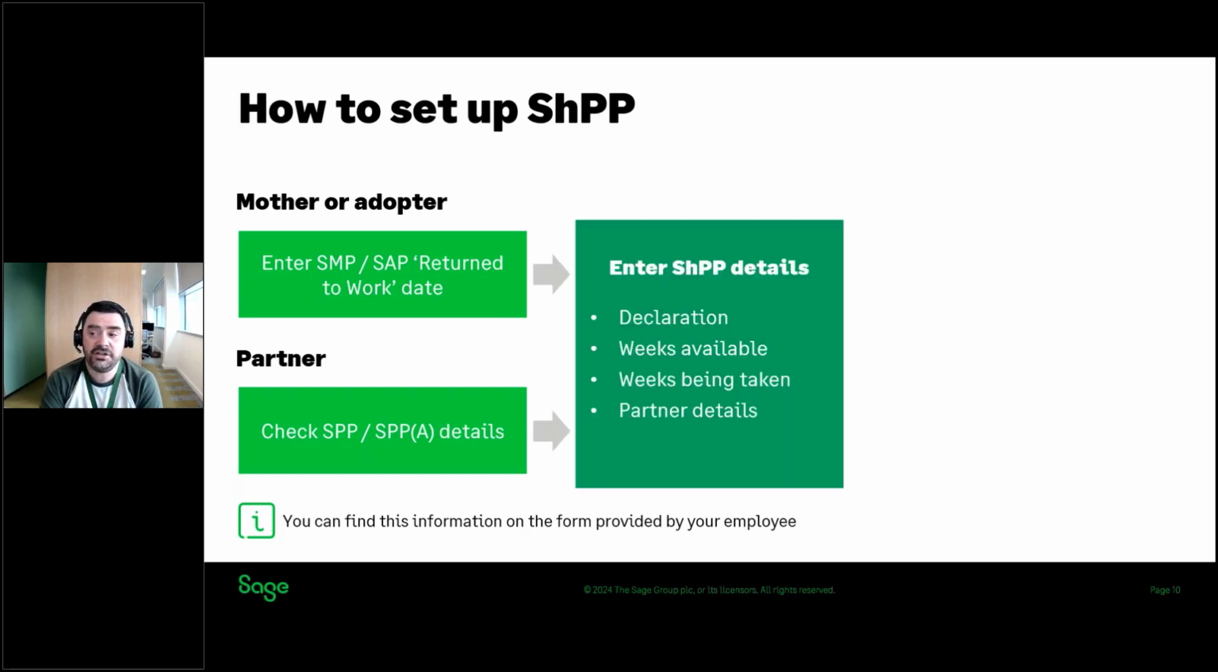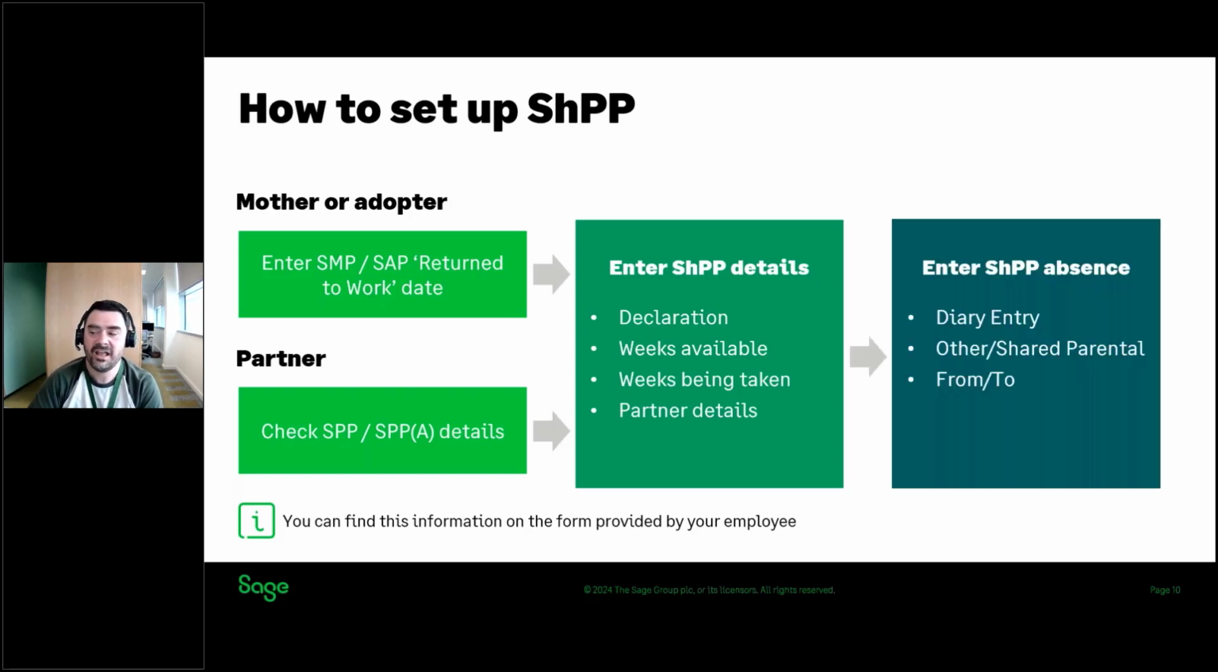What you can then do is enter the shared parental pay details. So you would tick a box to say you've received a signed declaration. You would confirm the number of weeks of leave available, the number of weeks that your employee has chosen to take from that shared entitlement, and also some partner details. So that's their name and national insurance number. And then the third step is to record the dates of the absence. So remember, this can be up to 3 separate blocks. And this works in a very similar way to recording sickness absence on the absence diary.